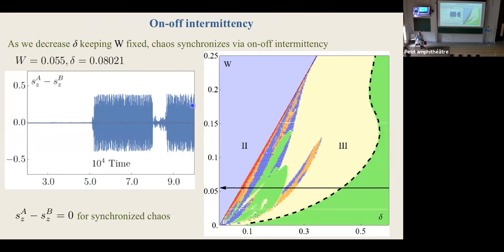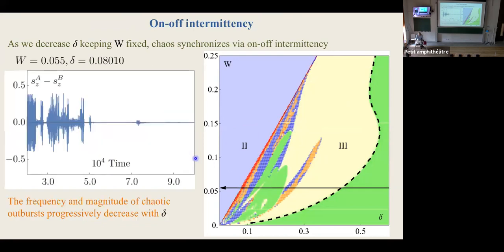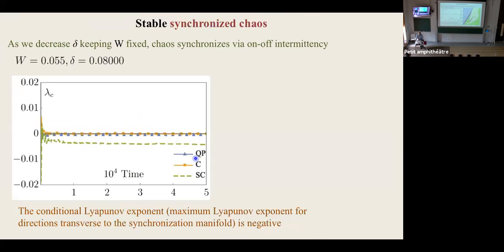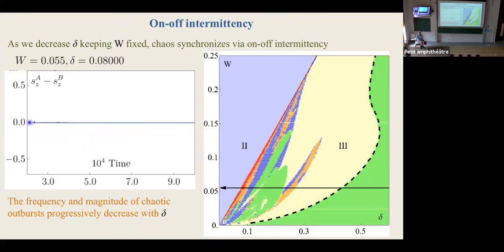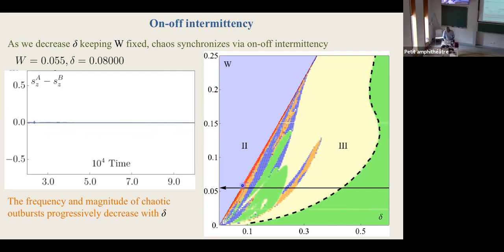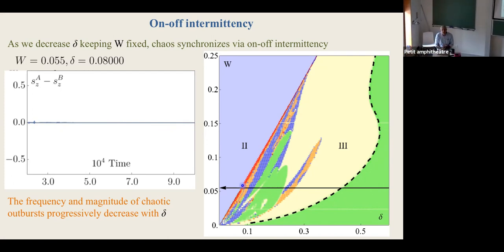But as we come closer and closer to this phase, these outbursts become smaller and smaller. Both their frequency and their magnitude decrease, until chaos fully synchronizes. And this has these red points. So this is tangent bifurcation intermittency, and synchronization occurs via on-off intermittency.